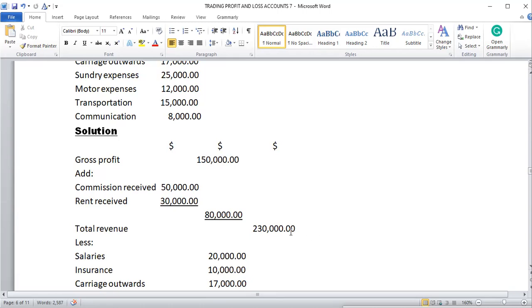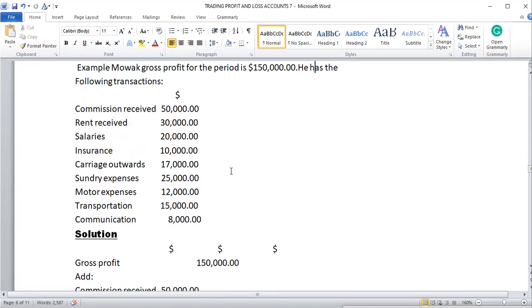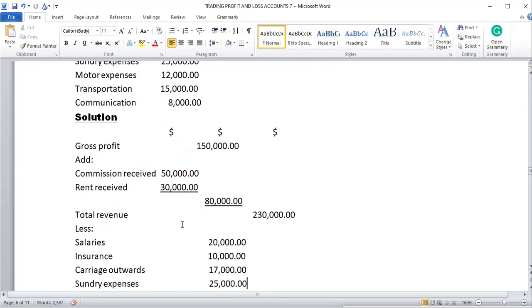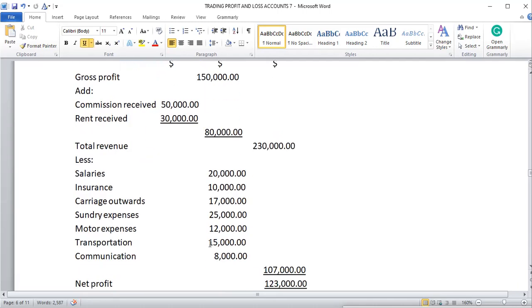will become $230,000. Then you deduct all expenses. Expenses are salaries, $20,000, insurance, $10,000, carriage out was $17,000, sundry expenses, $25,000, motor expense, $12,000, transportation, $15,000, and communication, $8,000. So we total all the expenses, and the total expenses is $107,000. Then you deduct it from the $230,000 total revenue.